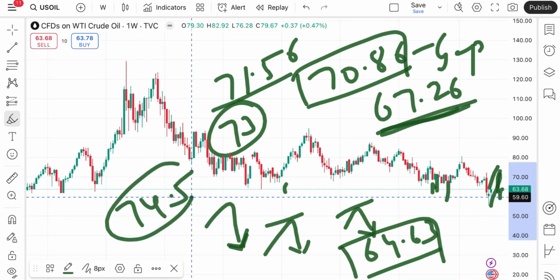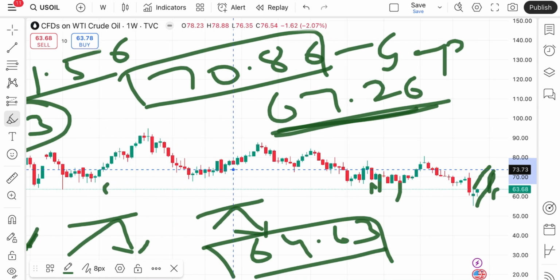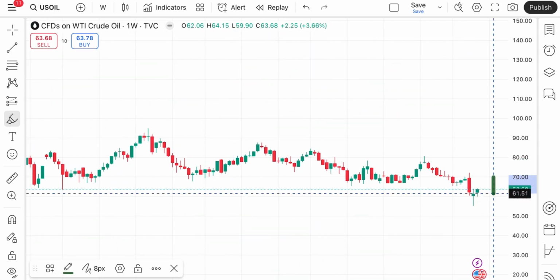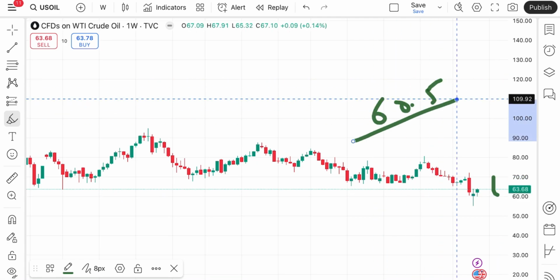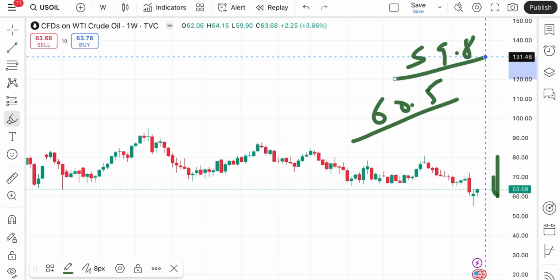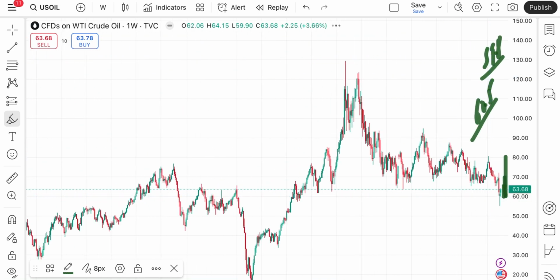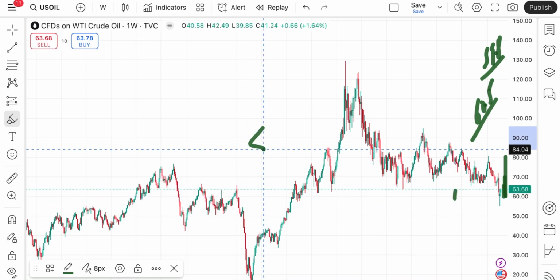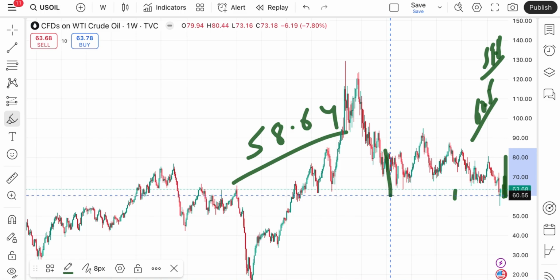But suppose if the price didn't sustain, it can move down towards a level of $60.5, and once it started going below that level, we can see a level of 59.8. And once the price falls below that particular level, chances are very high the price will fall further down towards a level of 58.64. And if the price falls below that particular level, we can see the price will go further down towards a level of 57.6, and then there will be a zone breakout.